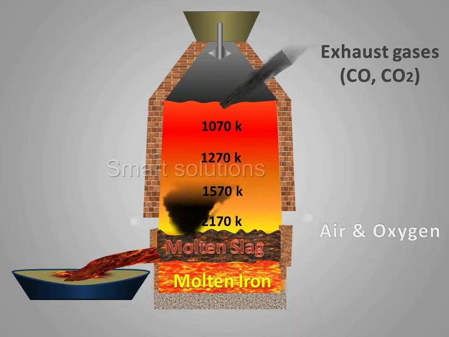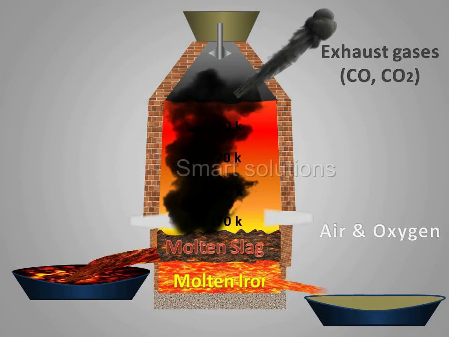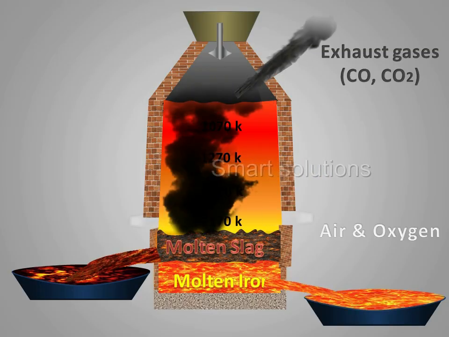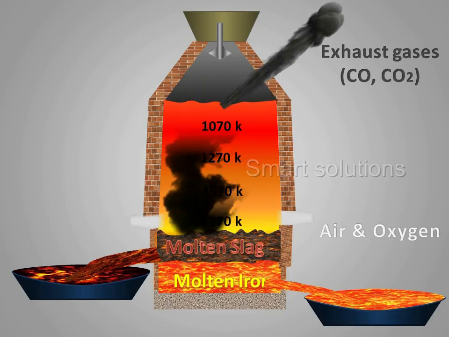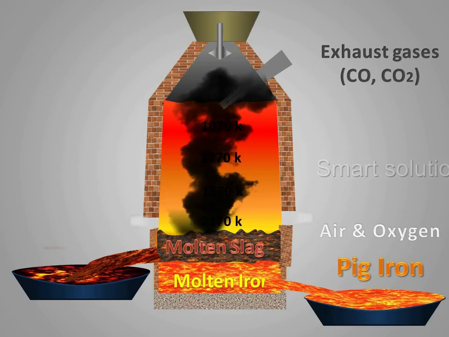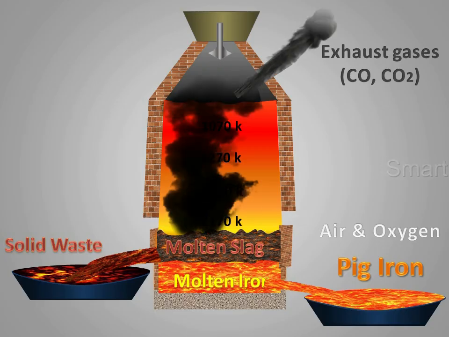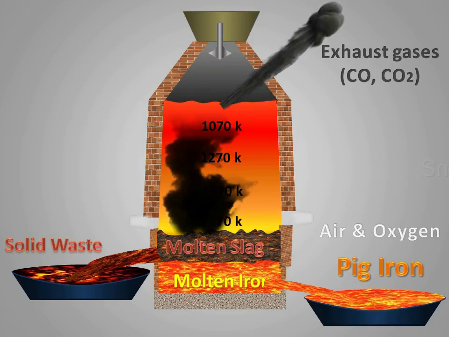The molten iron is separated from the slag. The iron obtained is called pig iron. This contains about 4% carbon and other impurities in small amounts.